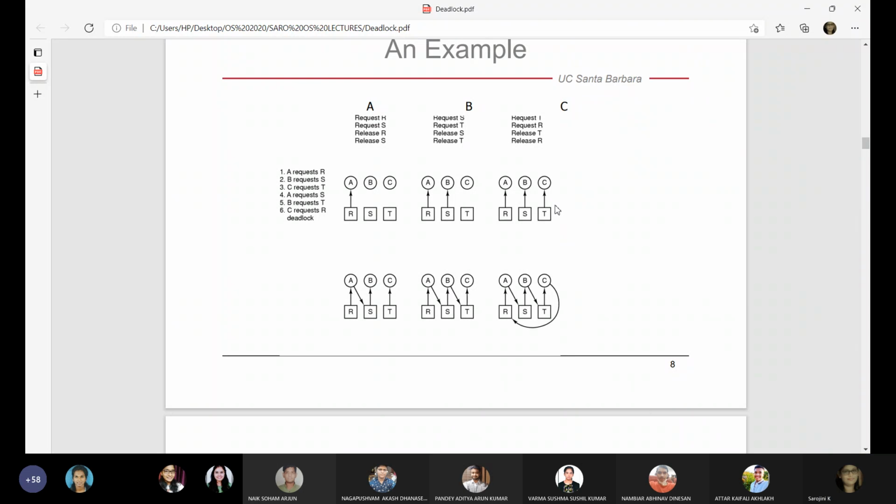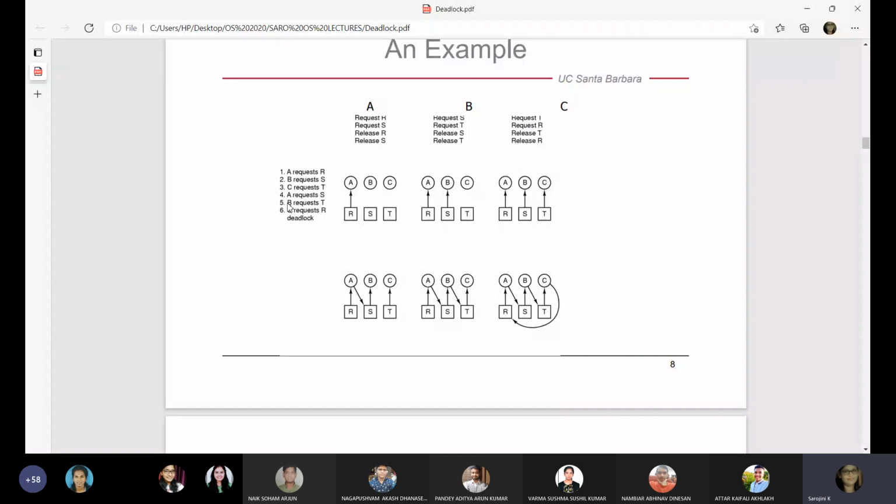Now what is the fourth request? Fourth request, A requests S. Look at this diagram. This diagram is repeated as it is with only one change. What is that? A requests S. So in which direction is the arrow going? Observe. Here A is requesting the resource S, but A is already holding the resource R.